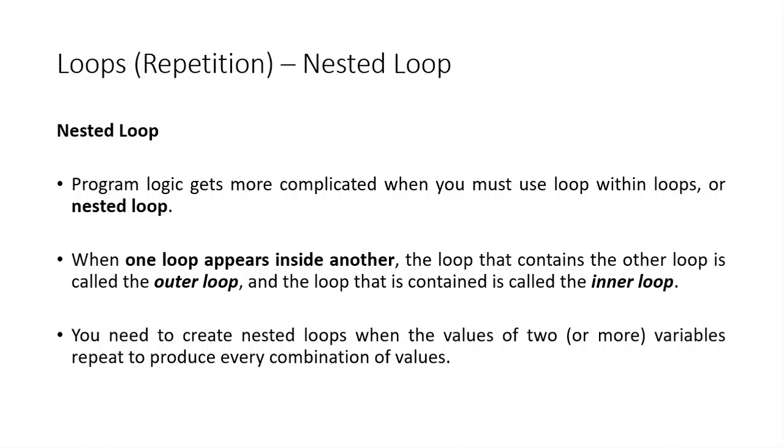So when one loop appears inside another, the loop that contains the other loop is called the outer loop, and the loop that is contained is called the inner loop. Maksudnya kalau ada loop dalam loop, itu adalah nested loop. Loop yang ada loop lain di dalamnya, itu kita panggil outer loop. Maksudnya kalau loop tu berada dalam loop lain, kita panggil dia sebagai inner loop. So you need to create nested loops when the values of 2 or more variables repeat to produce every combination of values.